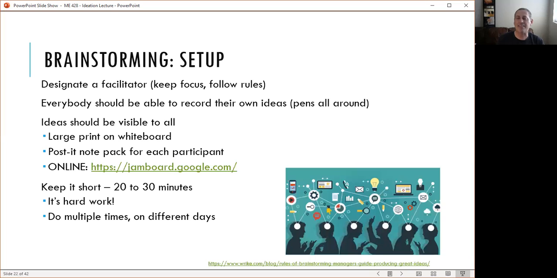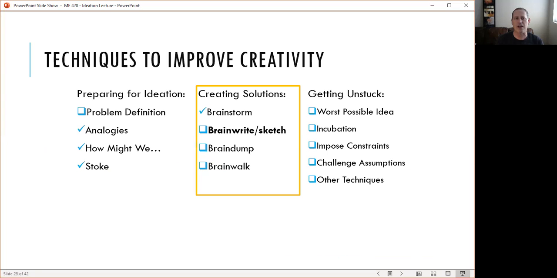And then keep it short. That's the last thing to think about. Plan out for like a 20 to 30-minute session. It will start to feel long. If you're doing this well, it's somewhat tiring. It's fun, but it's tiring. And as we'll hear later, one of the techniques is to actually take breaks in between. One of the techniques to avoid getting stuck.